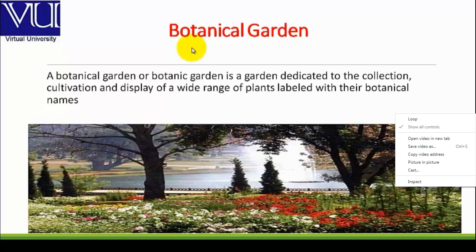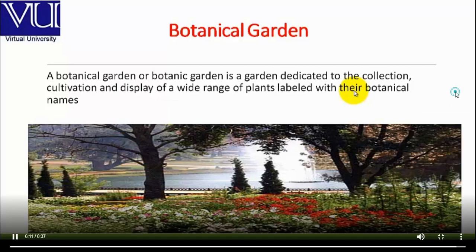A botanical garden or a botanic garden is a garden dedicated to the collection, cultivation, and display of a wide range of plants labeled with their botanical names, where plants, especially ferns, conifers, and flowering plants, are grown and displayed for the purpose of research and education. Here are some common examples of botanical gardens from Pakistan, like Botanical Garden, Governor House, Lahore, Botanical Garden, and the Karachi University Botanical Garden.